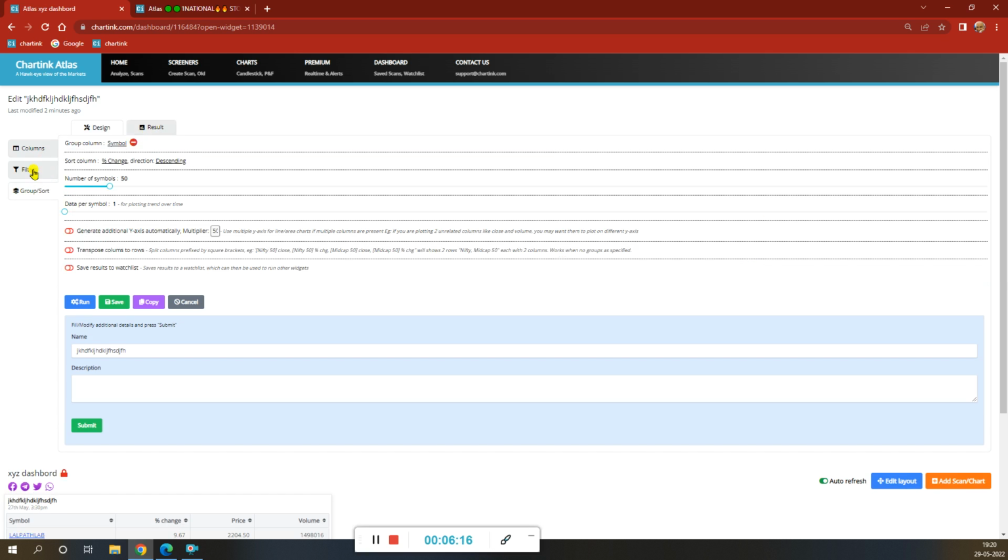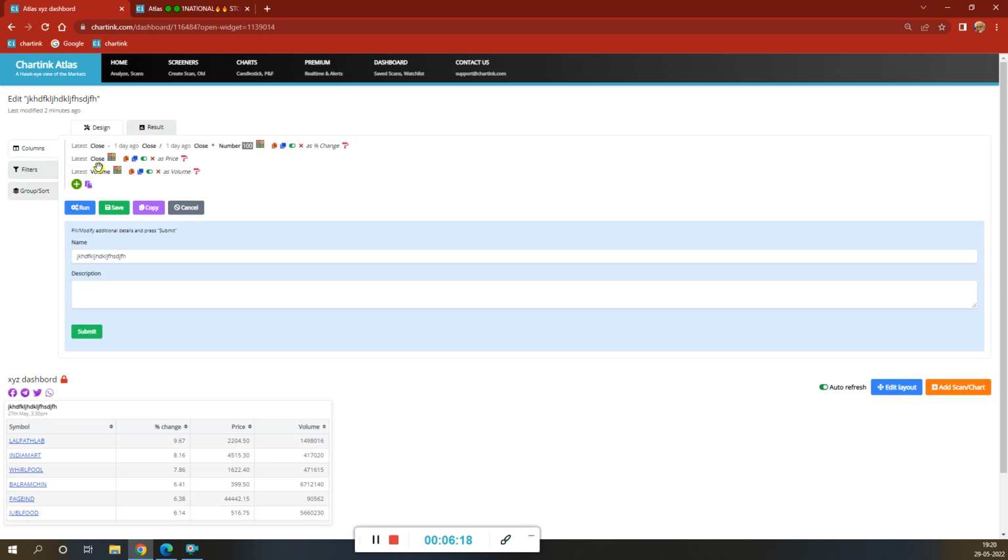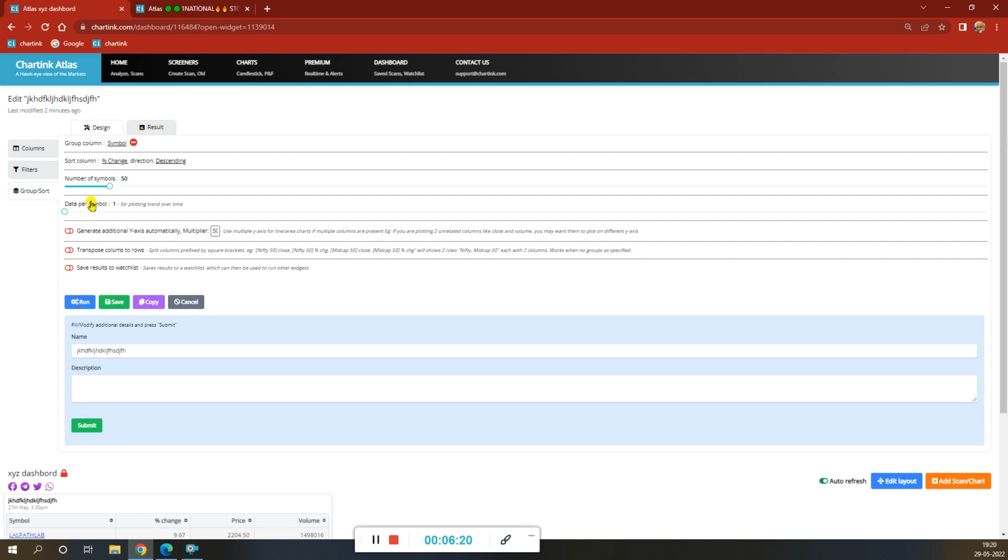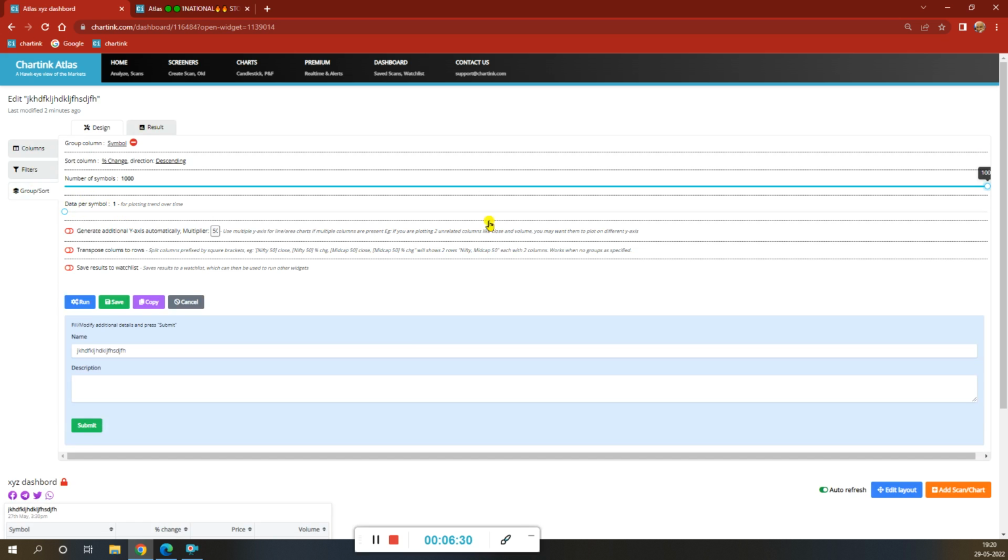So if you are not using any specific formula under this section which needs specific attention on data per symbol, number per symbol, you can leave it at 1 and then you can increase your stock quantity to 1000, and then you can click on save.